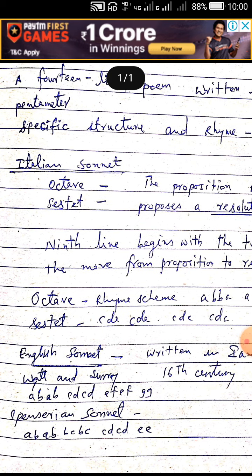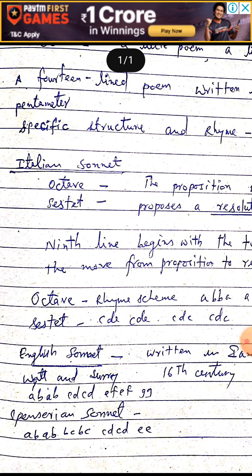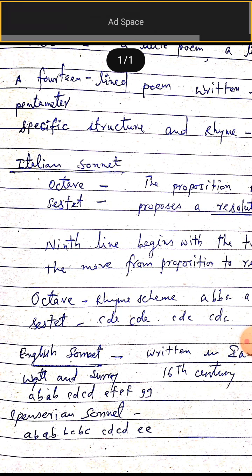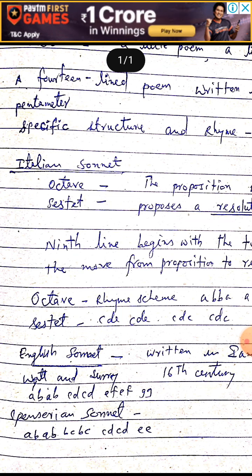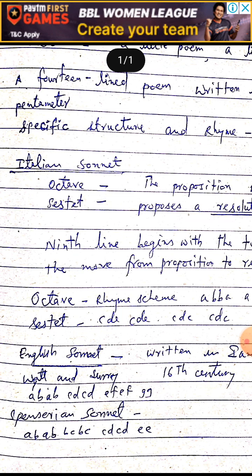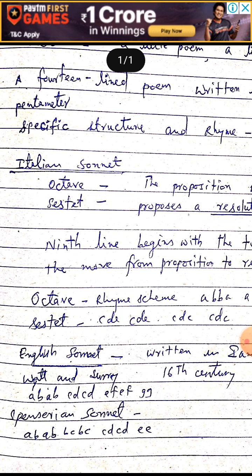The sonnet was started by Petrarch in Italy. He was the best practitioner of this kind of poetic form. Italian sonnet was used by John Milton.